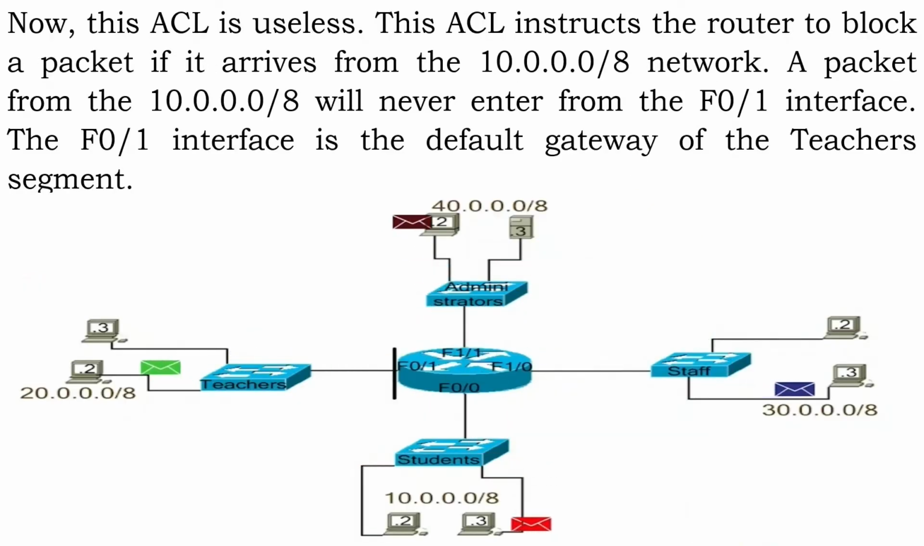Now, this ACL is useless. This ACL instructs the router to block a packet if it arrives from the 10.0.0.0/8 network. A packet from the 10.0.0.0/8 will never enter from the F0/1 interface. The F0/1 interface is the default gateway of the teacher's segment.